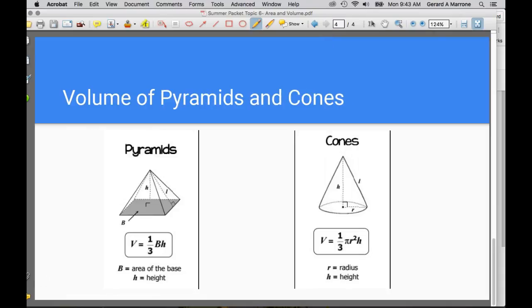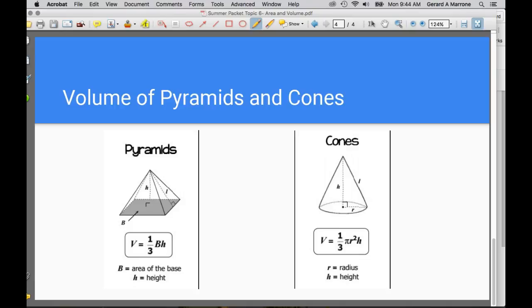The final 2 are the pyramid and the cone. Now, pyramids are just a family, or a kind of an offspring, of the prisms. They are 1/3 the volume, or the area of the base times the height of the figure. And then cones are going to be the same thing with cylinders. A cone is 1/3 times pi times radius squared times height, which they've given you there. And once again, these formulas can be used just by plugging in the information given.